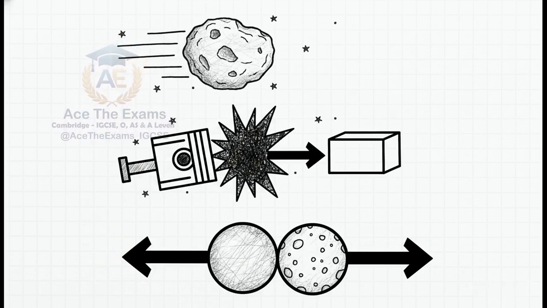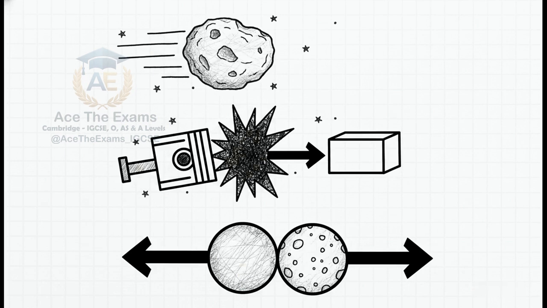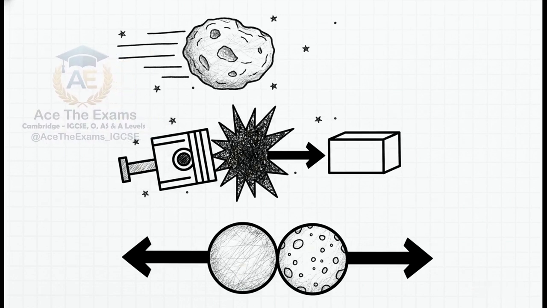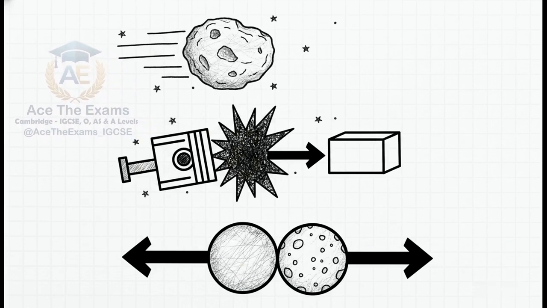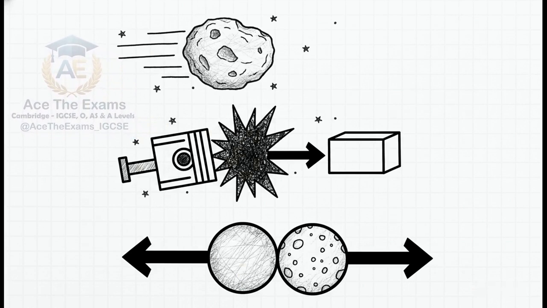Second law: force is formally defined as the rate of change of momentum. And third: if object A exerts a force on object B, then object B exerts a force of equal magnitude, but in the exact opposite direction, on object A.